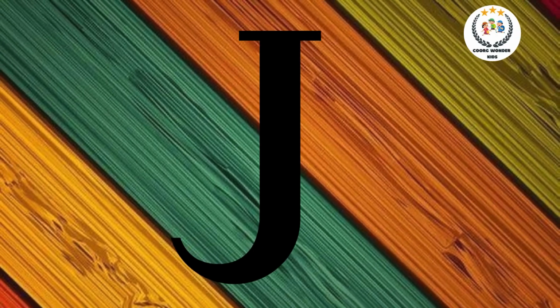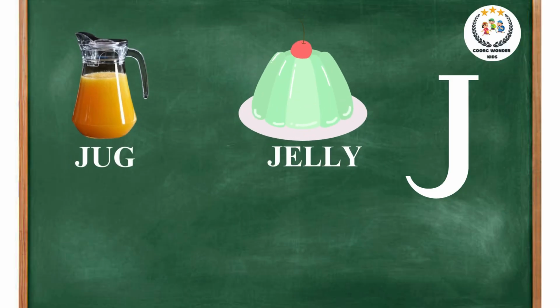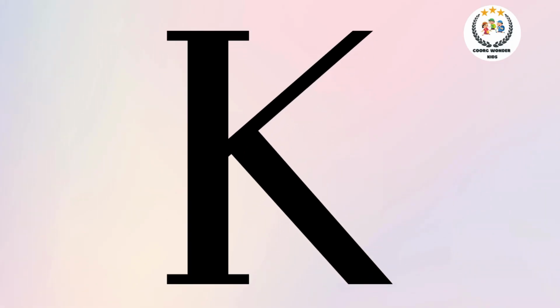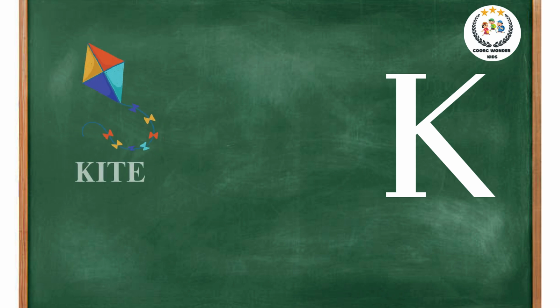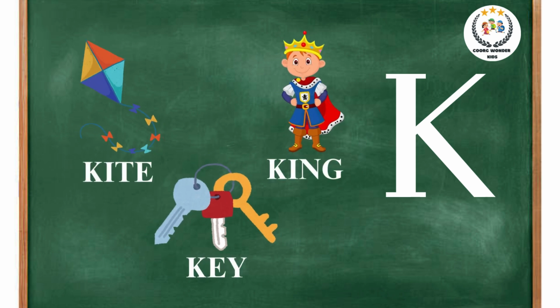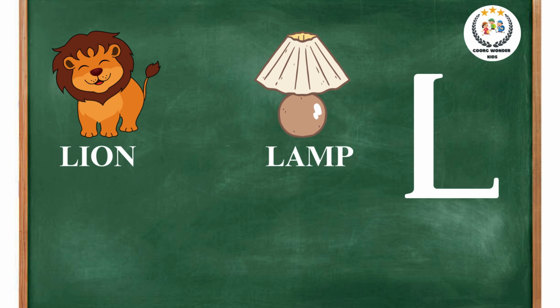J. J is for jug, jelly, jeep. K. K is for kite, king, key. L. L is for lion, lamp, lizard.